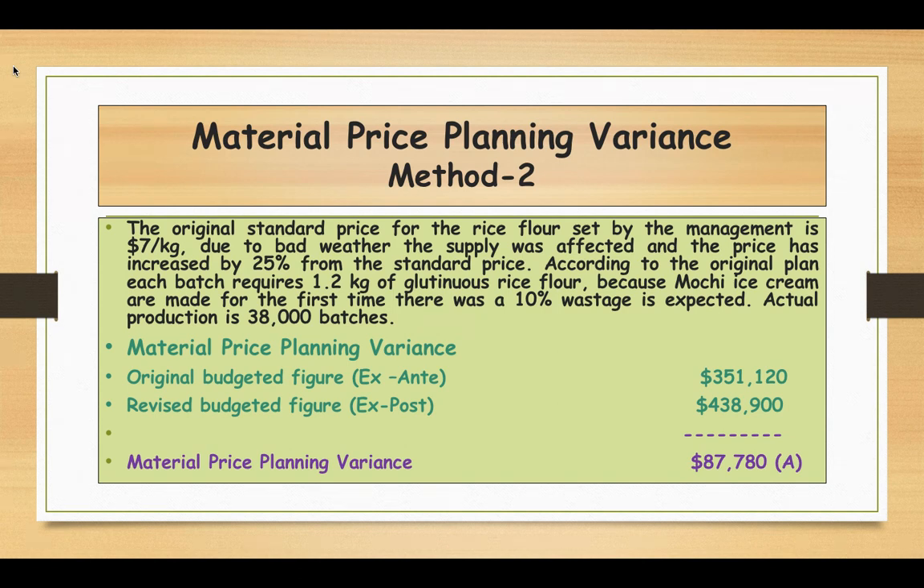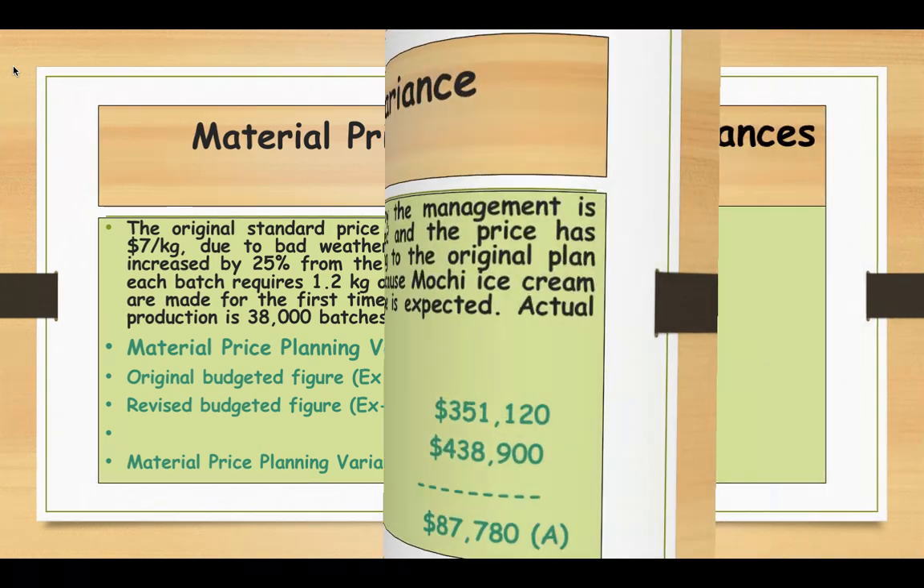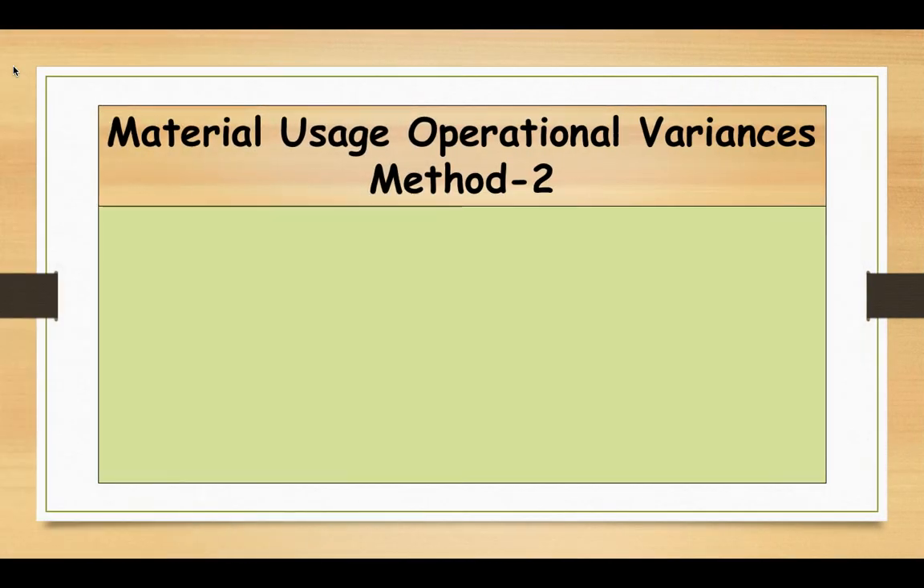Here, the material price operational variance is not going to change. It is going to be the same as under method 1. So we are not going to recalculate the material price operational variance for method 2 because it is the same as method 1. Material usage planning variances under method 1 and method 2 are the same. So that's why we are not going to recalculate the material usage planning variance for method 2, because it's exactly the same as under method 1. So we are going to see material usage operational variances under method 2.